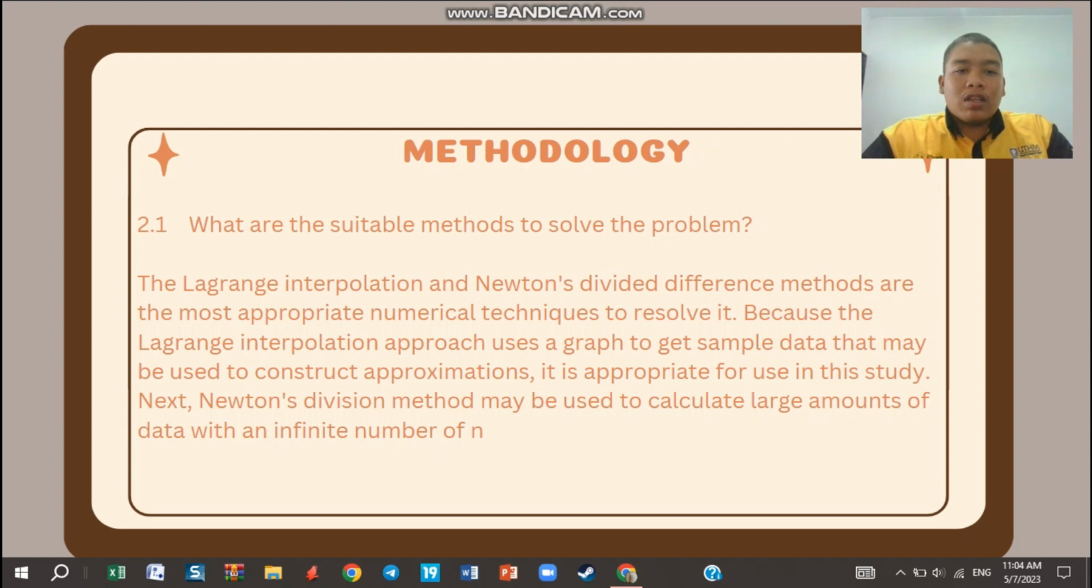So first, what are the suitable methods to solve the problem? The Lagrange interpolation and Newton's divided difference methods are the most appropriate numerical techniques to resolve it, because the Lagrange interpolation approach uses a graph to get sample data that may be used to construct an approximation. It is appropriate for use in this study. Next, the Newton divided difference method may be used to calculate a large amount of data with an infinite number of n.